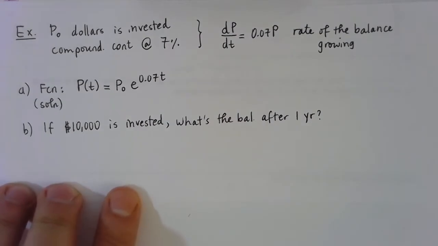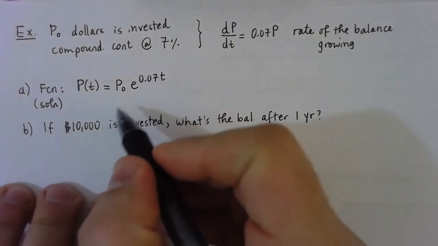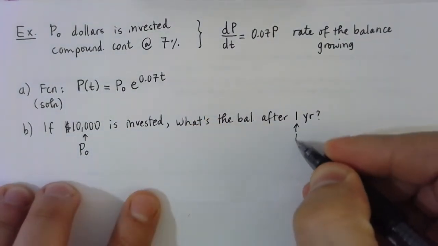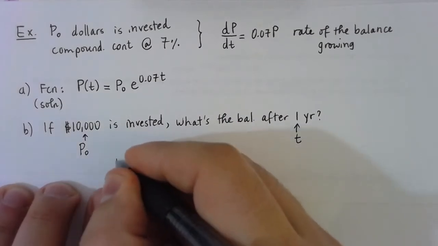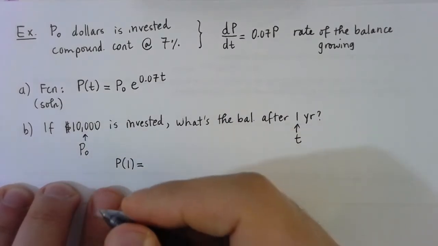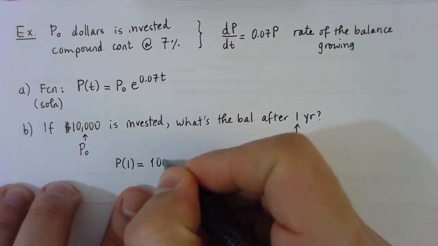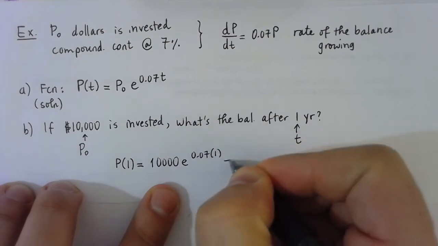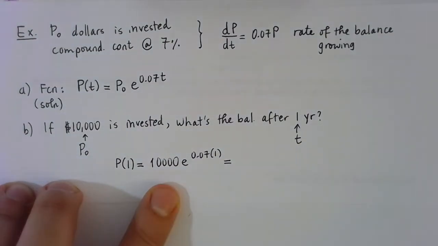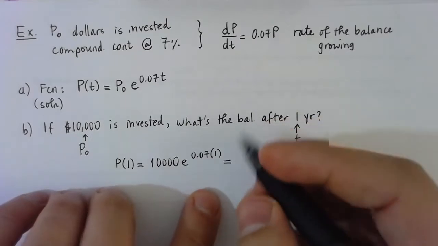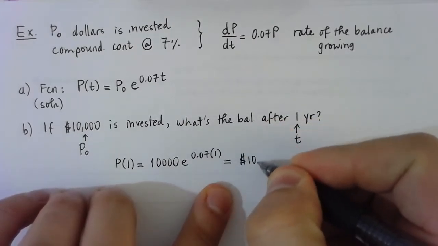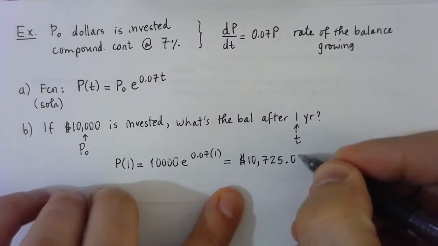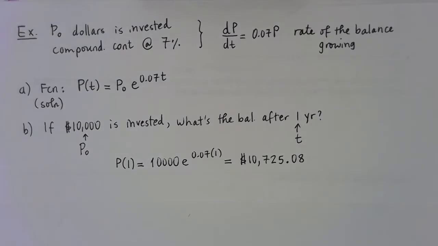So how do we find the balance after a year? It's simple. P0, this is P0, the initial value, and this is time, t in years. So P of 1 is what we're looking for. So that's going to be 10,000 e to the power 0.07 times 1. This is what we will get, and this is going to be $10,725.08. So that's what we got.